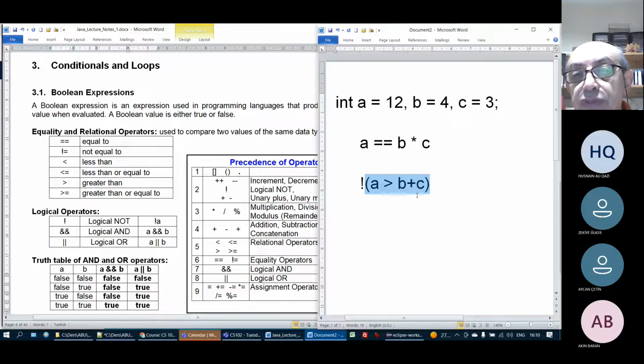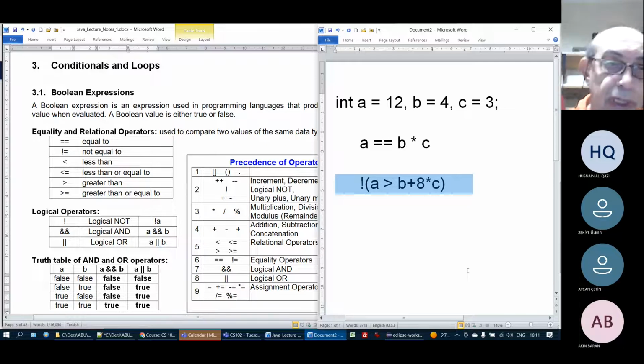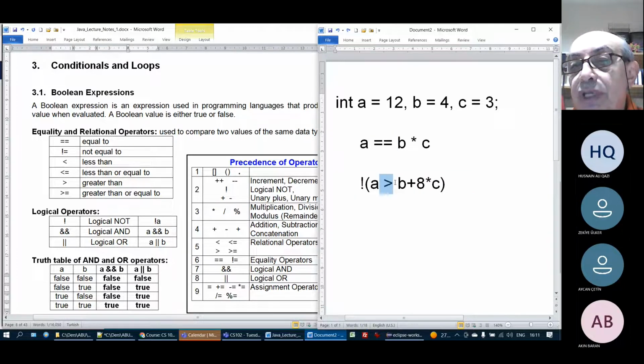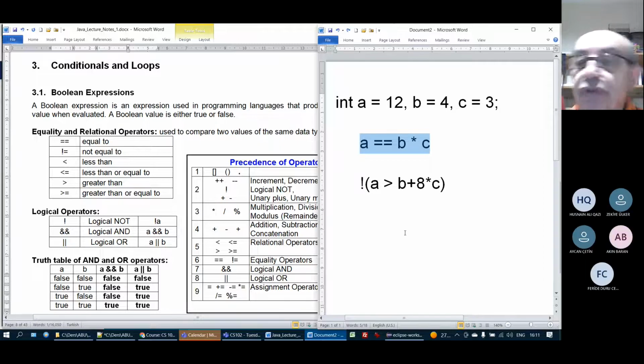If we have here false, for example, B plus 8 times C, C is 3, 8 times C is 24, plus 4, 28. 12 greater than 28 is false. Now we have here a false value inside parentheses, and not false makes it true. So the whole expression will become true. By using relational operators like equal, greater than, less than, etc., we get a Boolean value. And by using and, or operators and not operators, we still continue to get Boolean values, true or false values.